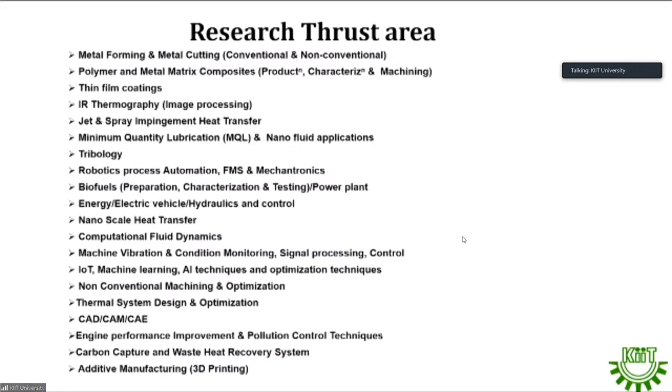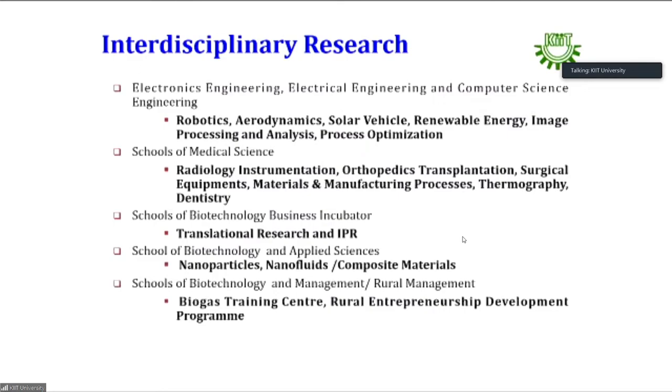And these are the research groups that we have created in the university at different schools. So we have energy and electric vehicle, nano heat transfer, computational fluid dynamics, CAD-CAM, CAE, thermal system design and optimization. We have the group of additive manufacturing, and these are the interdisciplinary research areas of KIIT University where students can be involved in robotics, aerodynamics, solar vehicle, renewable energy, image processing and analysis, and process optimization. In the School of Medicine, students are engaged in research on radiology instrumentation, orthopedic translation, surgical equipment, materials and manufacturing, thermography, and dentistry.